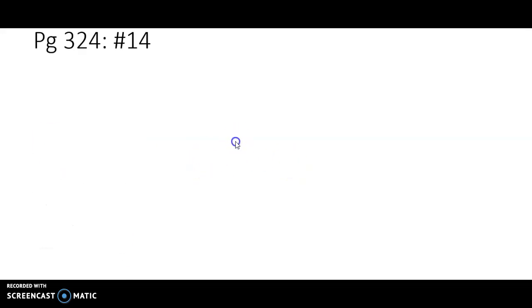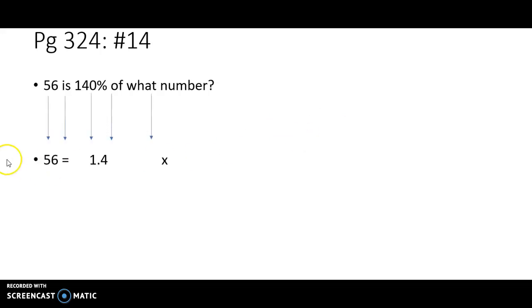Okay, next one. The next one we had some problems with was number 14. Okay, 14 asks us 56 is 140% of what number? So again, I'm going to make my little arrows to translate everything. 56 is a number, is translates to equal. Here's a trick. So we have 140%. We can't put the number 140 down.